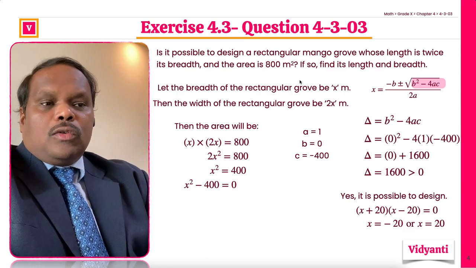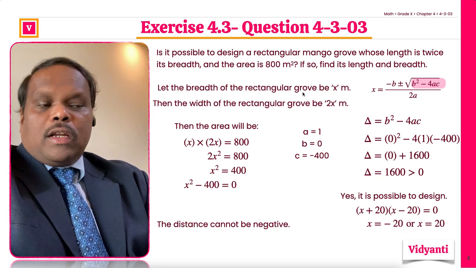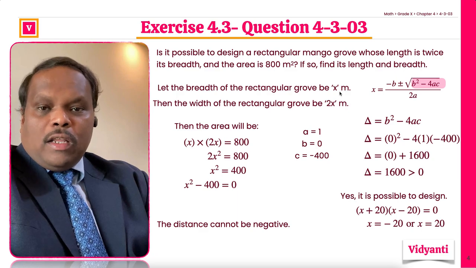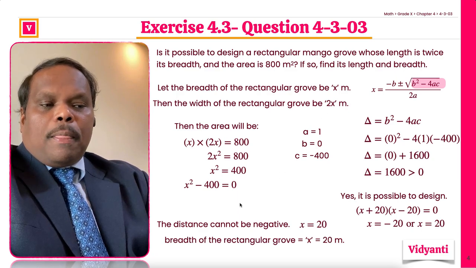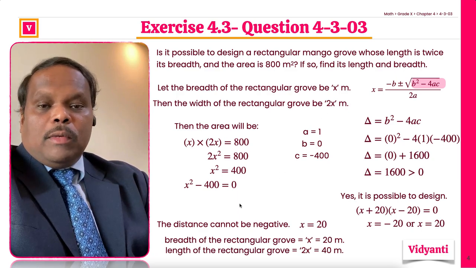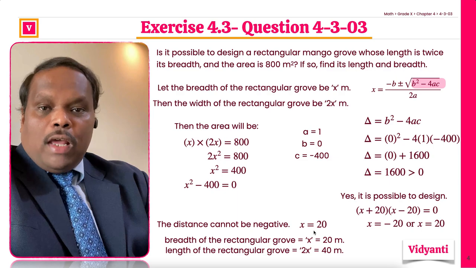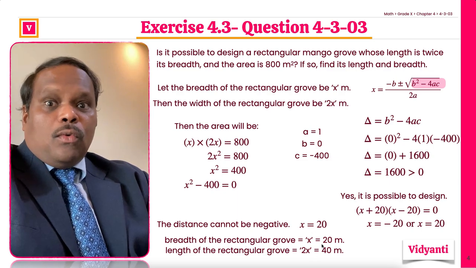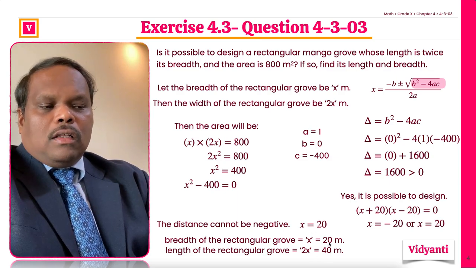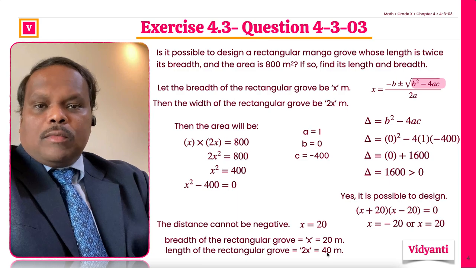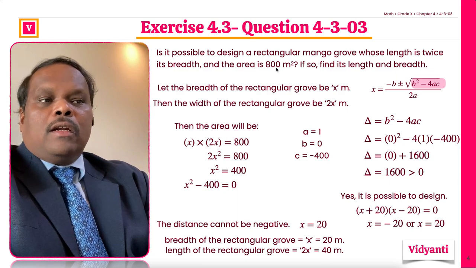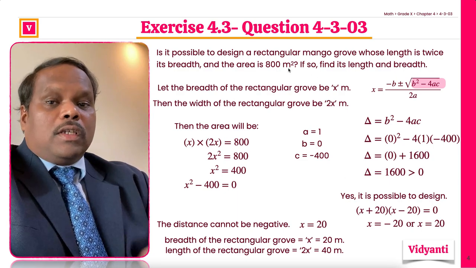If x is equal to 20, that means the breadth of the rectangular grove will be 20 meters, and the length will be twice of that, which is 40 meters. So not only is this situation possible, we can actually evaluate the values of this thing. And if you really want to check the area, which will be 20 times 40, that will come out to be 800 meters square. So our answer is 100% correct.